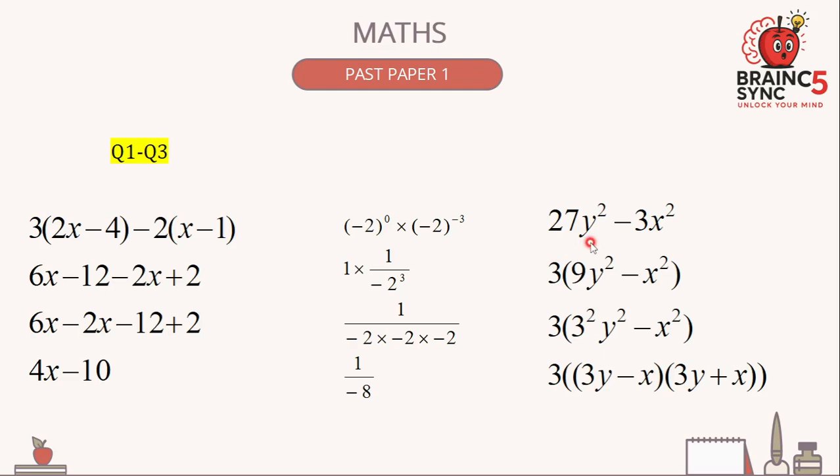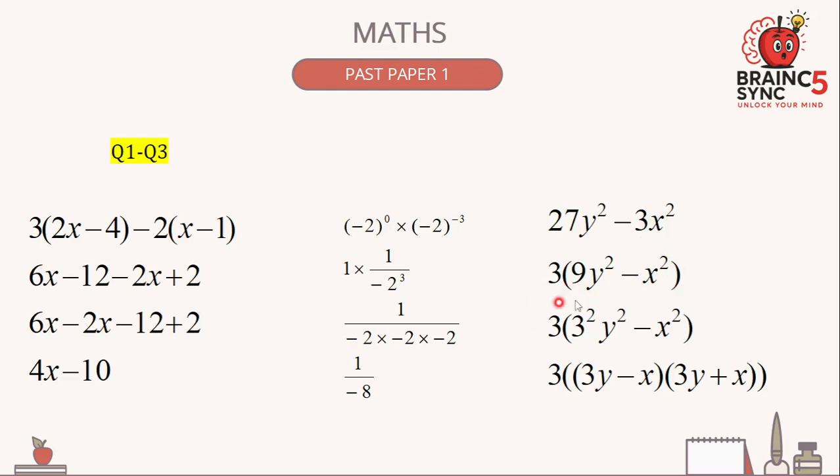For the next one, we have 27y to the power 2 minus 3x to the power 2. What I did here is this. First, you find the common factor. What is common between these two? The common factor here is 3, because 3 can go into both 27 and 3. 3 into 27 gives you 9. We put the 3 aside and open a bracket. 3 into 27 gives you 9, bringing back down the y. 3 into 3 is 1, so it is 1x to the power 2, but in mathematics we don't indicate the 1. We just bring the x to the power 2. You end up with something like so.